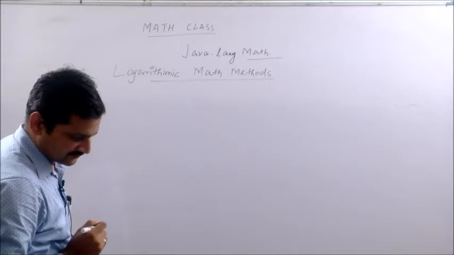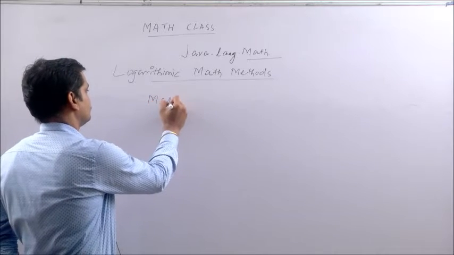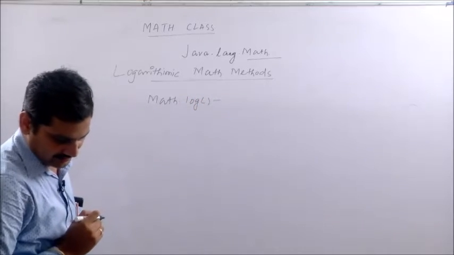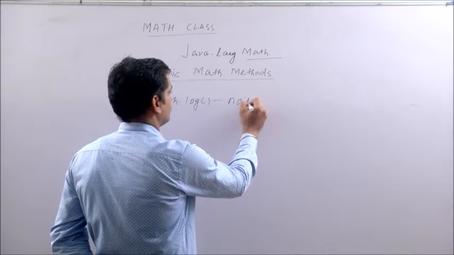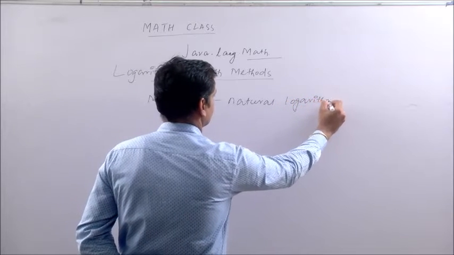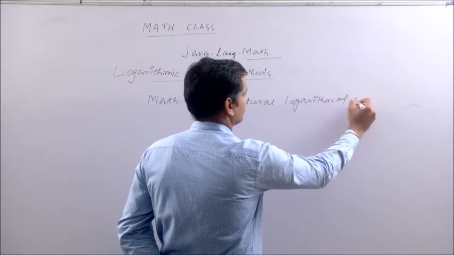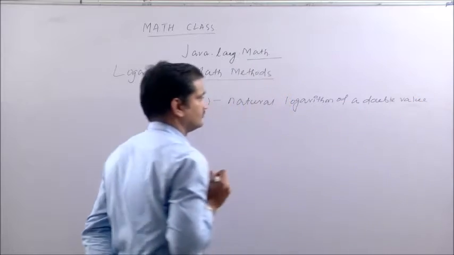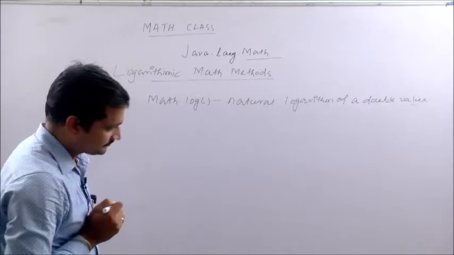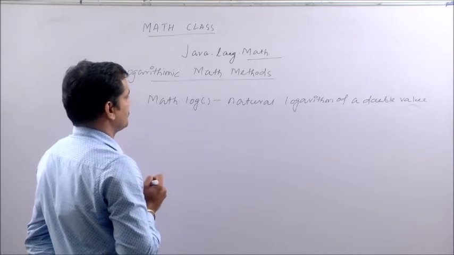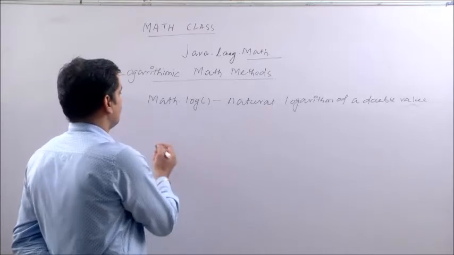Logarithmic math methods. The first method is log. It returns the natural logarithm of a double value. Log base 2, natural logarithm.